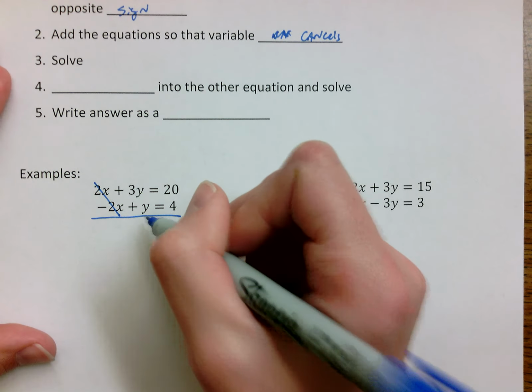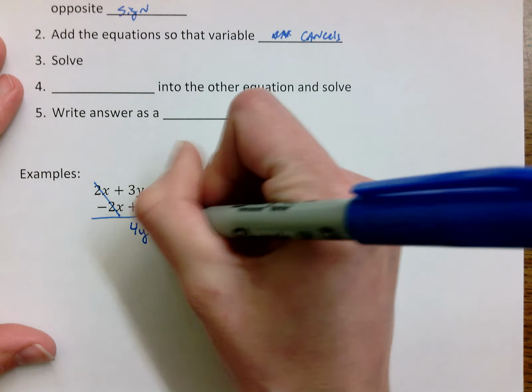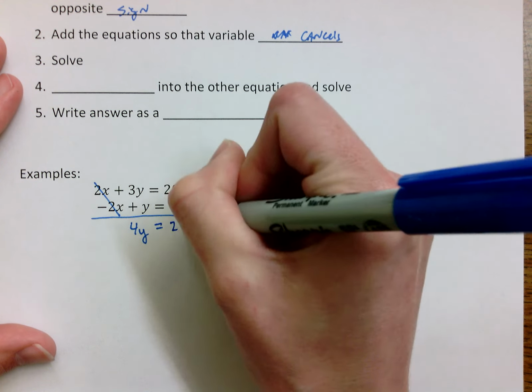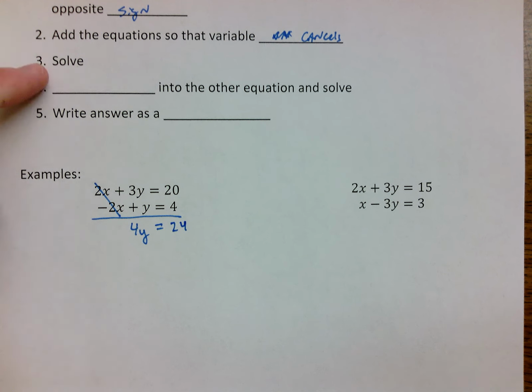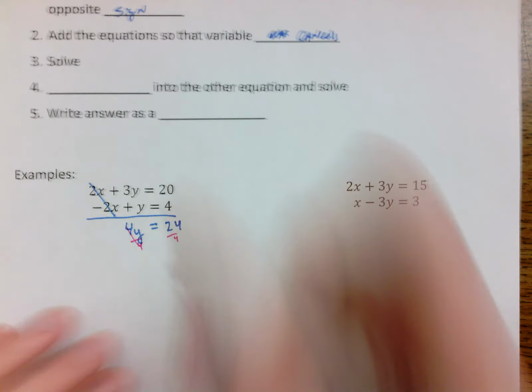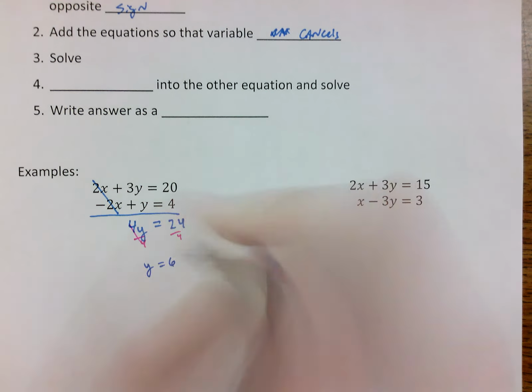3y plus 1y is 4y. Keep that equal sign in the same spot. And then 20 plus 4 is 24. So we added the equations together. One variable canceled. Now we're going to solve this equation. That's no big deal. You know how to do that, right? It's a little baby one. Just divide both sides by 4, and we end up with y equals 6.